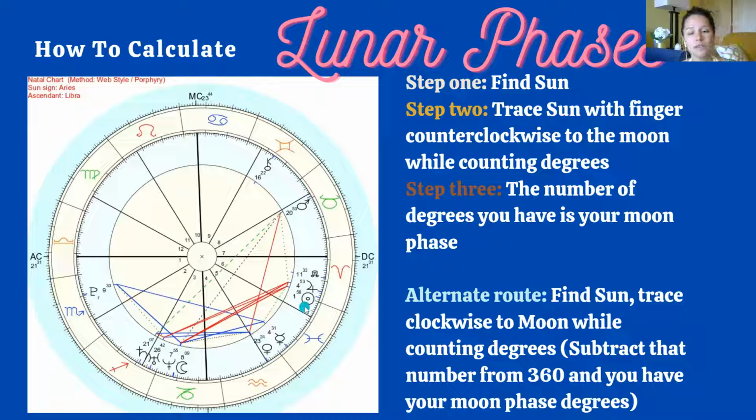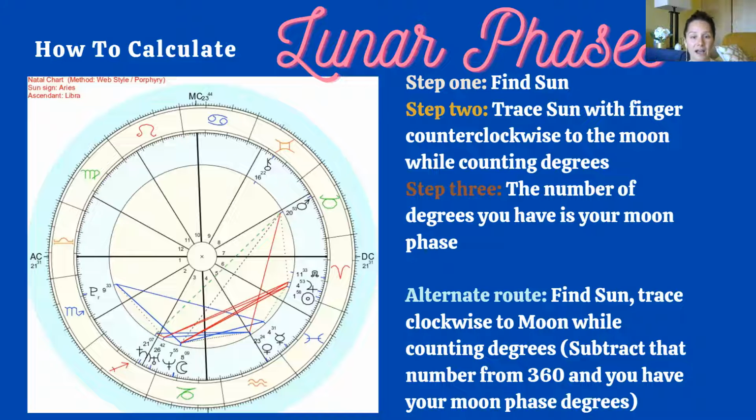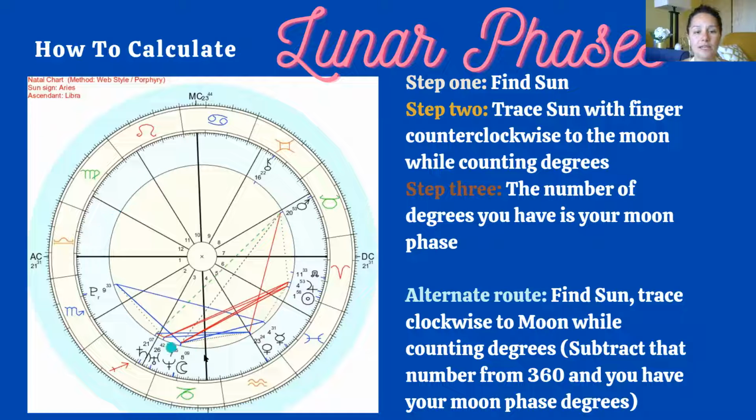The reason this works is because you find the slower moving planet and you trace it to the faster moving planet. Everything in this chart is literally alive in the sky, this is just a snapshot of one moment in time, right? So the next day the moon is going to be over here. It's going to keep going counterclockwise. The moon travels faster than the sun, as we learned. It travels through each sign every 2.5 days.